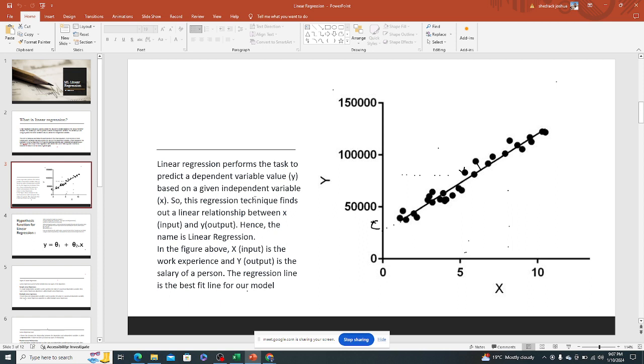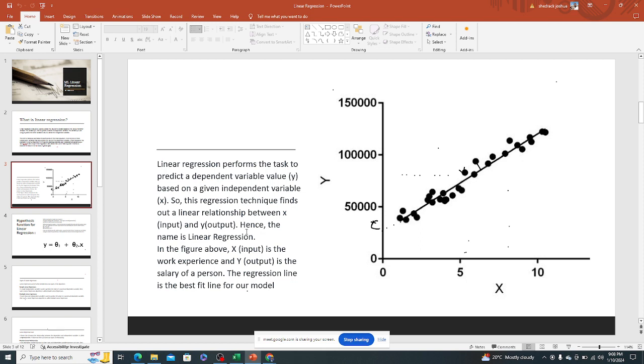So this regression technique finds a linear relationship between x, which are the inputs, and y, which are the output. Hence the name linear: they are trying to come up with a linear relationship between those two variables. That's why we are calling it linear regression.